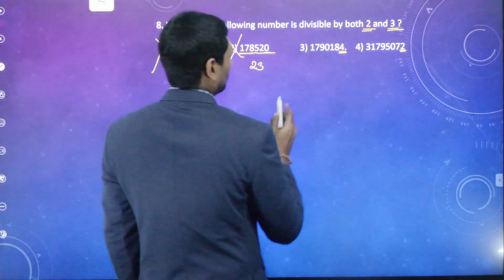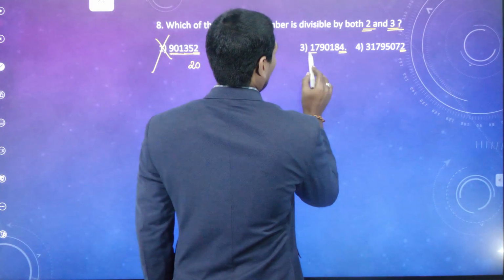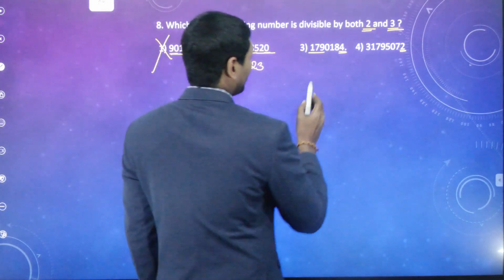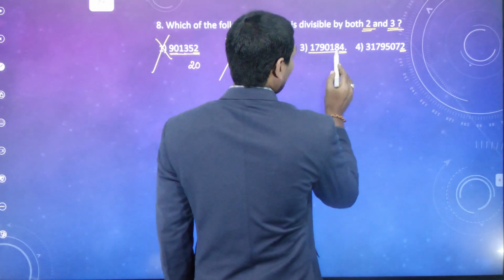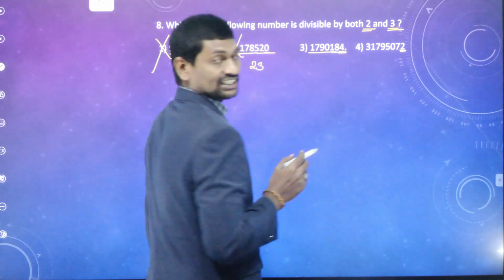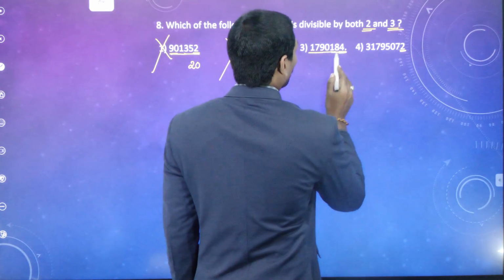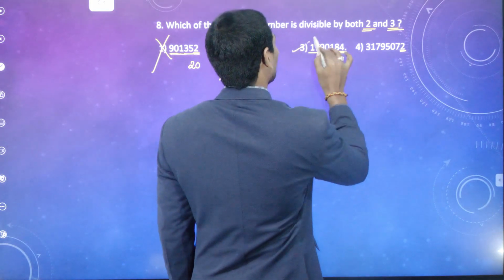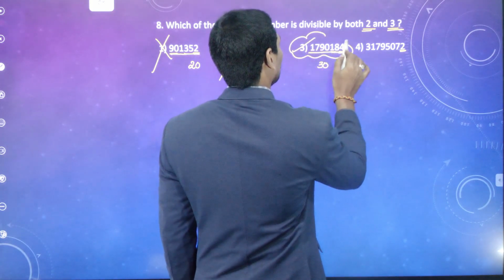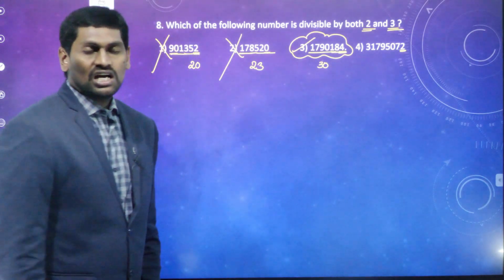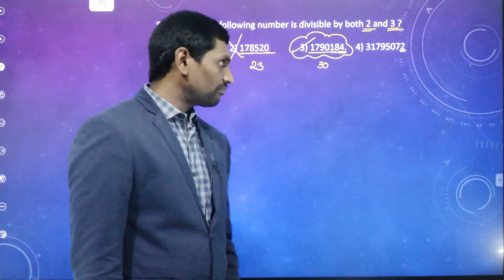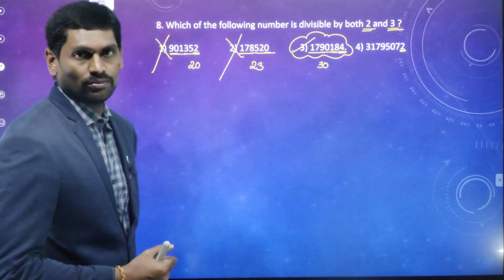Next, coming to the third. 1 plus 7, 8, 8 plus 9, 17, 17 plus 1, 18, 18 plus 8, 26, plus 4, 30. Yes, 30 is a multiple of 3, or divisible by 3. Our required answer is option 3. So let us move on to the next problem.